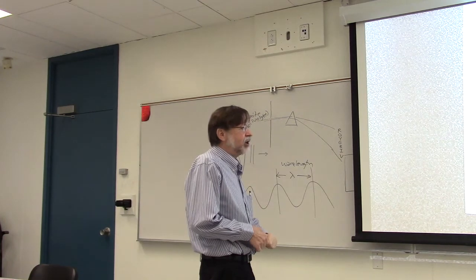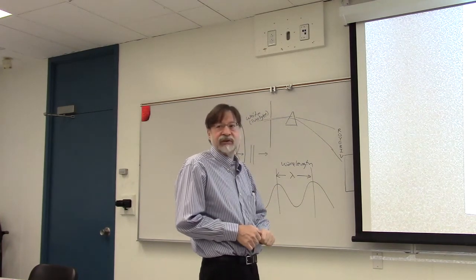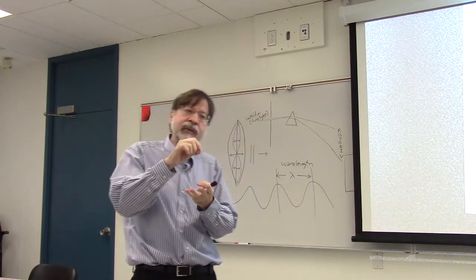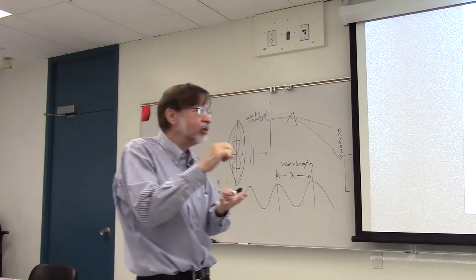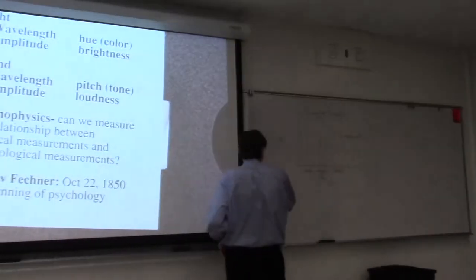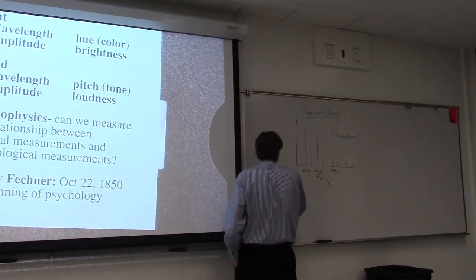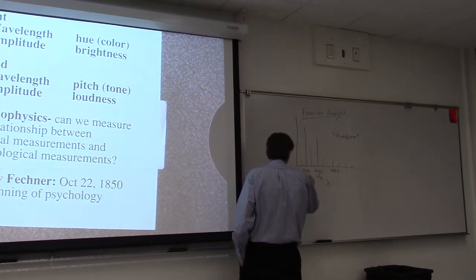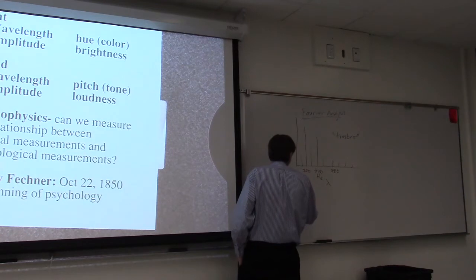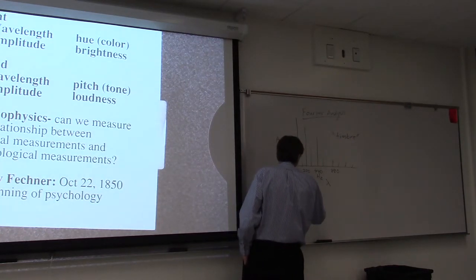And so from 1850 to 1860, he lifted weights. Not big ones, but little ones. And he judged how heavy they were. And he drew up the connection between psychological heaviness and physical heaviness. And he concluded that it was a logarithmic function. And so this became known as Fechner's law. And it was that the psychological value is a linear function of the log of the physical value, where phi is the physical measurement and psi is the psychological measurement.